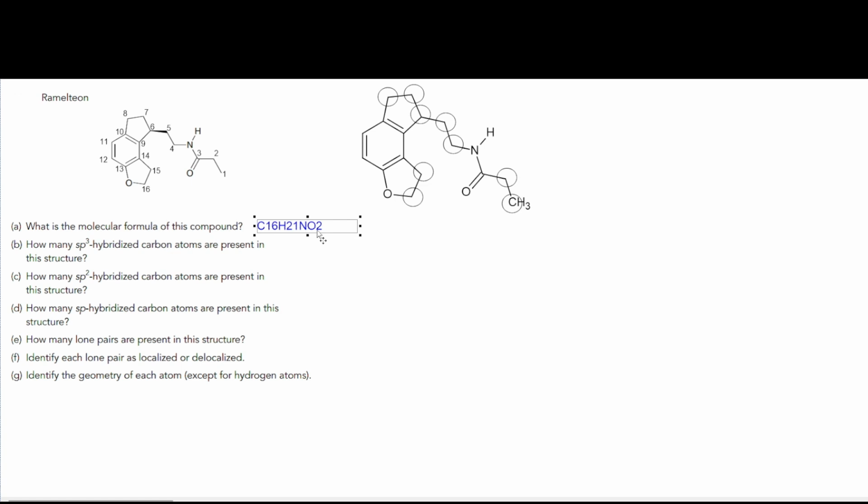So there are in total, I'll just write it down here, 9 sp3 hybridized carbons: 1, 2, 3, 4, 5, 6, 7, 8, 9. So a total of 9 sp3 hybridized carbons.